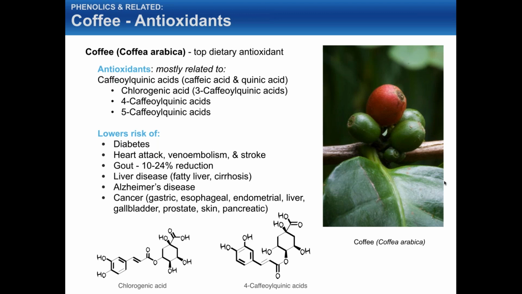Most of the antioxidants in coffee are related to basically these compounds called the caffeoylquinic acids. Okay, and this would be things like chlorogenic acid or 4-caffeoylquinic acid. A bit of a mouthful for me. So basically, it's chlorogenic acid, or some kind of variation of that, with that quinic acid attached to it. So caffeic acid is also found in coffee, but this compound with that quinic acid on it is sort of not necessarily unique, but it's found in high amounts in coffee.